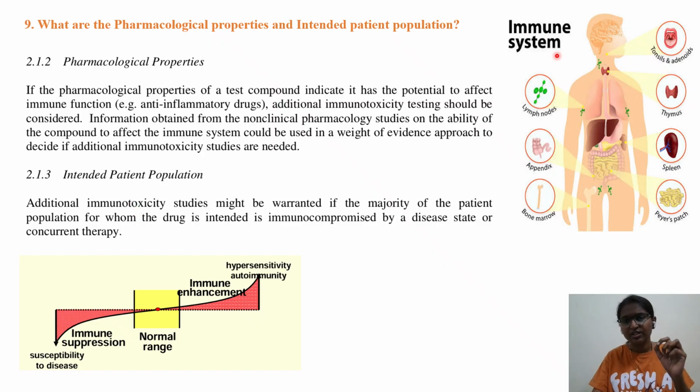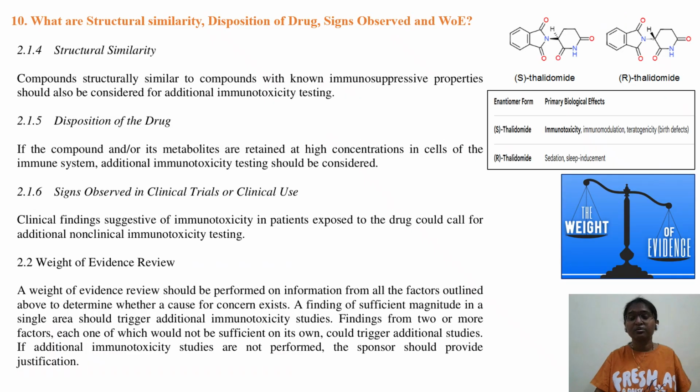So pause the video and check here the different immune system organs. And also I request you to remember this diagram. This is the normal range and this is the immunoenhancement. In the case of immunoenhancement, you have hypersensitivity. There are some autoimmune diseases like multiple sclerosis. Some other reactions are there that you have to remember. And coming to immunosuppression, susceptibility to disease. For example, in the case of organ transplant, intentionally if you are giving immunosuppressant drugs, that will not come under the ICH S8 guideline. That you have to remember. We are developing a new drug, and unintendedly it causes either immunosuppression or immunoenhancement. Only those classes of drugs can be considered under the ICH S8 guideline.